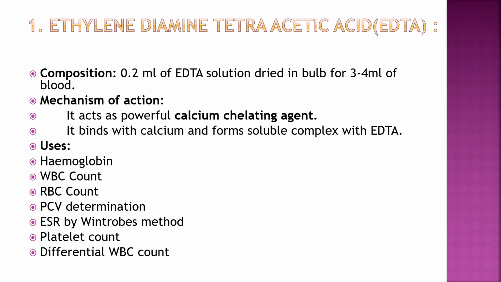Now we will see a few examples of anticoagulants. First is the ideal anticoagulant used in hematology. It is EDTA, ethylene diamine tetraacetic acid. Its mechanism is mainly as a calcium chelating agent. It removes calcium so that there is no clotting and the blood stays in a liquid state. Its uses are all hematological investigations like HB, CBC, ESR, PCV and all cell counts.